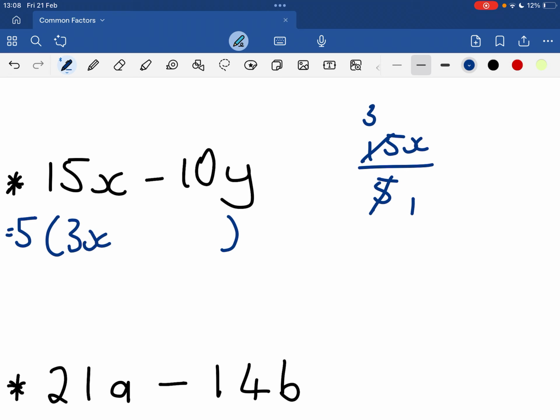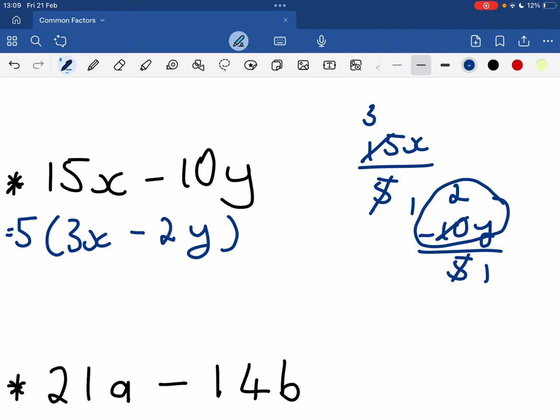We're going to take the second term, minus 10y, and divide it by the common factor of 5. 5 goes into 5 once and into 10 twice. So we're left with minus 2y. That's the minus 2y there. So this is how you take out a common factor.